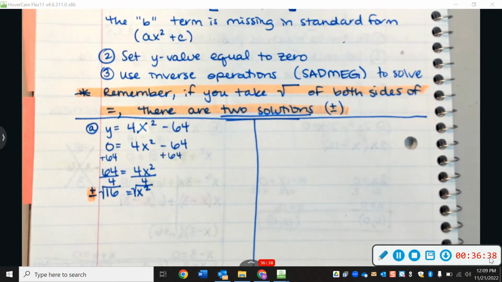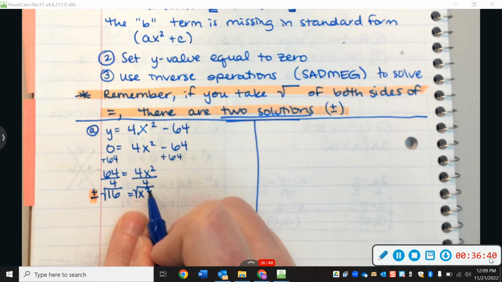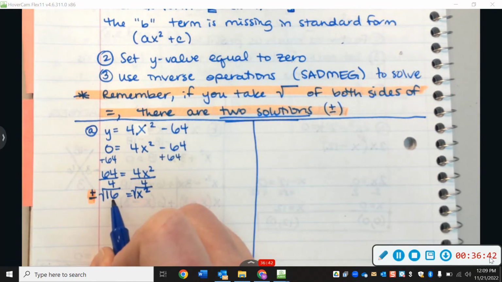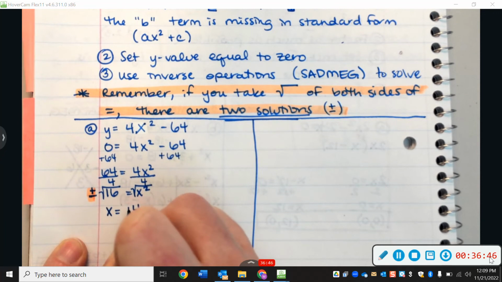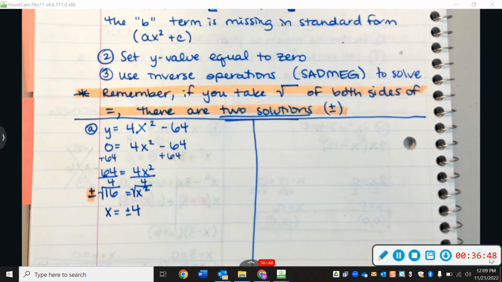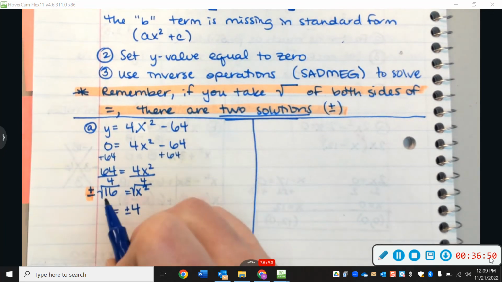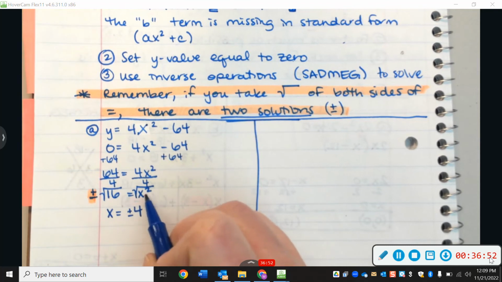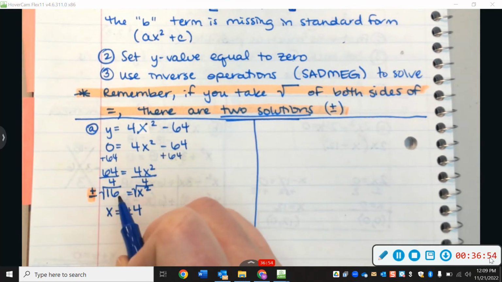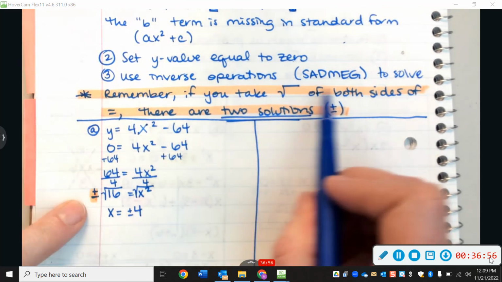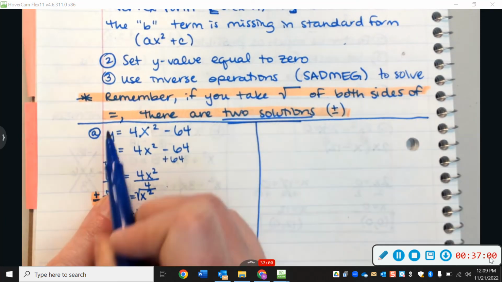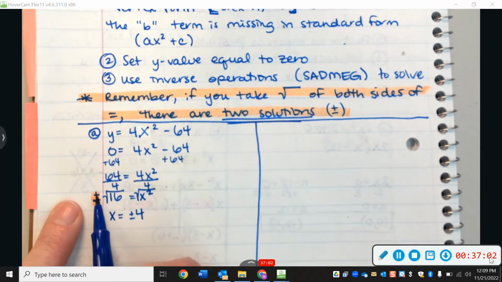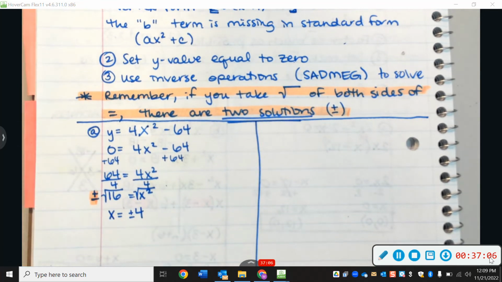And the reason for that is I'm looking for any number that when I square it gives me 16. And in this case, positive 4 and negative 4 both work. 4 squared gives me 16, but negative 4 squared also gives me 16. So this is always going to happen. When you get to the point where you're taking the square root of both sides of the equal sign, there's going to be a positive and a negative answer to that. So you just want to add that in to remind yourself.